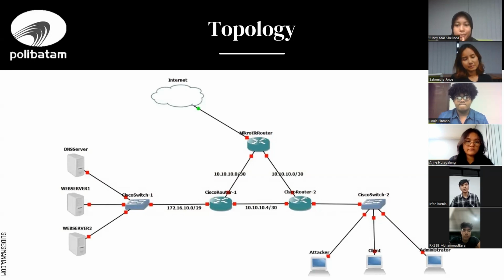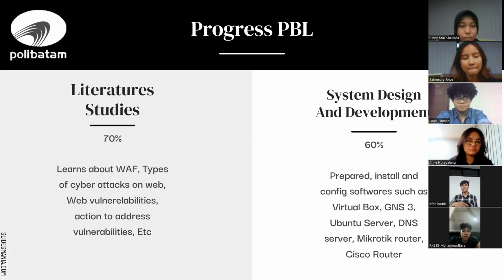In our current topology, we use three routers, one MikroTik router and two Cisco routers. Then there are two Cisco switches, one for the server and one for the client. Then we create three servers, one DNS server and two web servers. For routing, we use OSPF routing. In the future, we will add several more servers, namely the database server and the Wazuh server. That's the explanation about the topology that we use. Next, the progress of the project will be explained by my colleague, Luis Bintano.